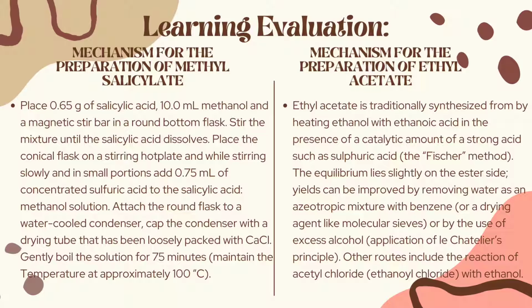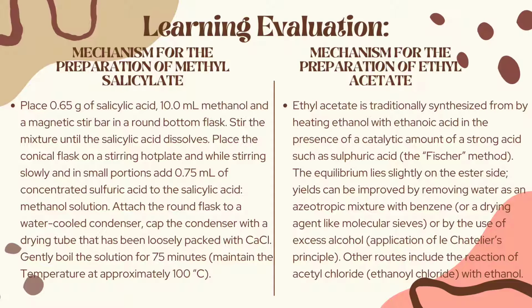Mechanism for the preparation of methyl salicylate. Place 0.65 grams salicylic acid, 10 ml methanol, and a magnetic stir bar in a round bottom flask. Stir the mixture until the salicylic acid dissolves. Place the flask on a stirring hot plate, and while stirring slowly and in small portions, add 0.75 ml of concentrated sulfuric acid to the salicylic acid methanol solution.